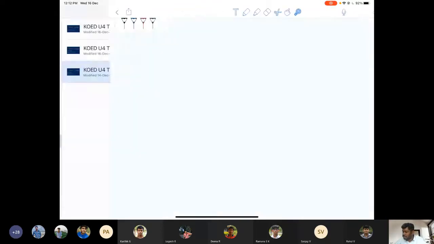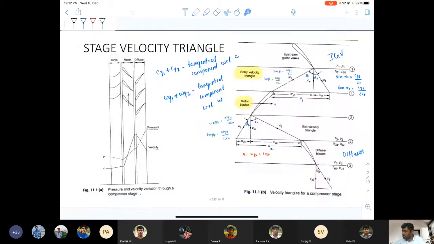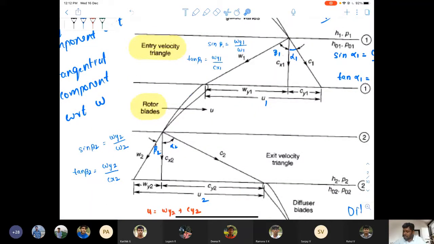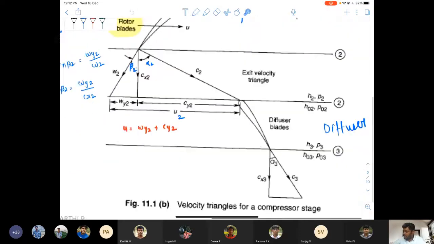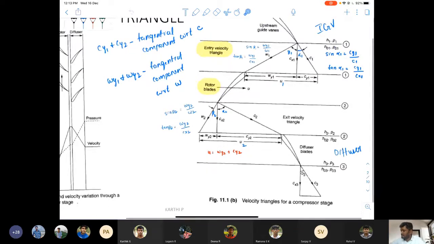Okay, the velocity at the inlet is equal to the velocity at the outlet. That is, this angle alpha 1 will be equal to this angle alpha 3. By geometric theorems you can relate alpha 1 is equal to alpha 3, and this value of C1 will also be equal to C3.